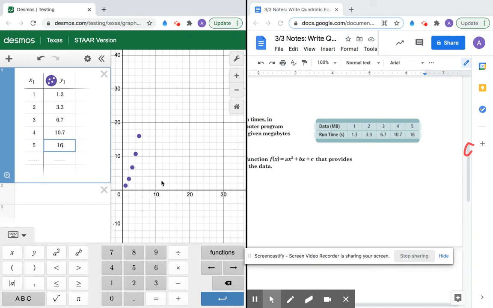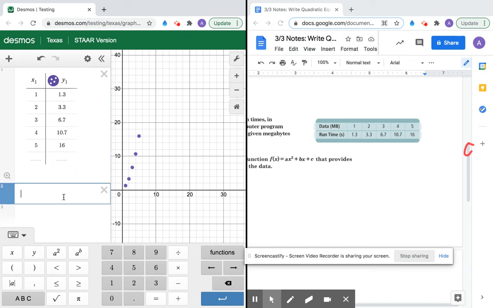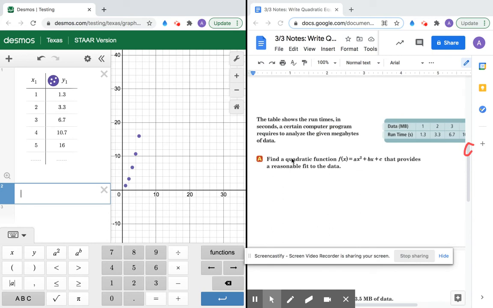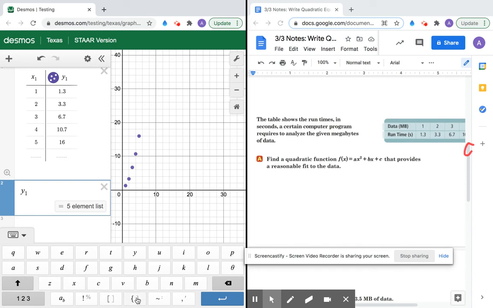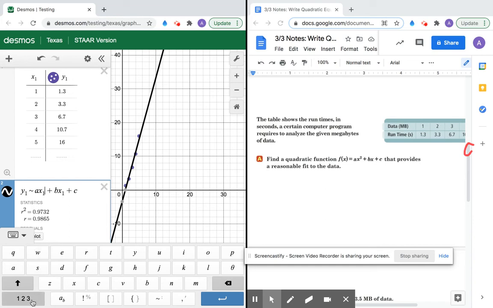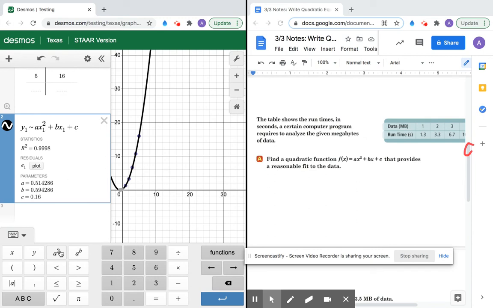You want to graph that data and find a quadratic function that provides a reasonable fit. So we're going to go ahead and type y1 not equals, excuse me, you need to use this symbol, ax1 squared plus bx1 plus c. Oh, you need to go back. Make sure x1 is the first piece. It should always be squared because this is a parabola, this quadratic function. Do not forget to square that first part there.